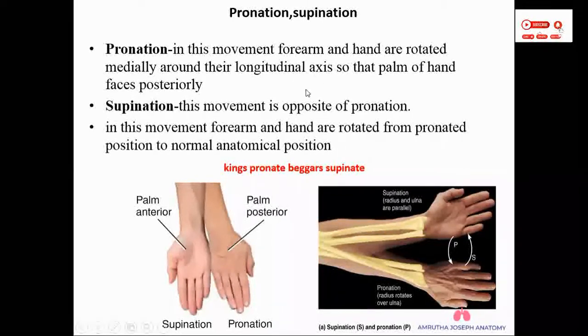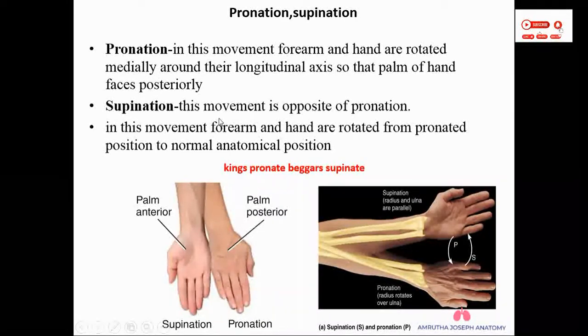This movement of the forearm and hand are rotated medially around their longitudinal axis so that the palm of the hand faces posteriorly. Basically, it happens in the longitudinal axis where the hand, this is the hand, so the palm of the hand, this is the palm of the hand that is going to face posteriorly. So always think about the movements in anatomical position.